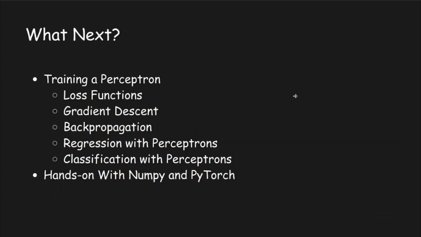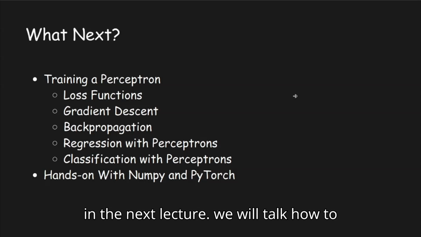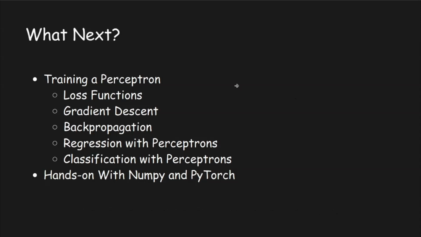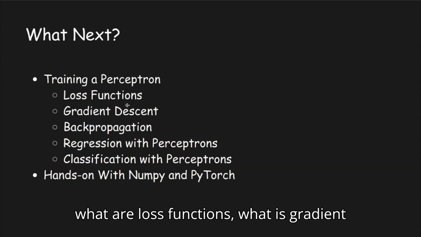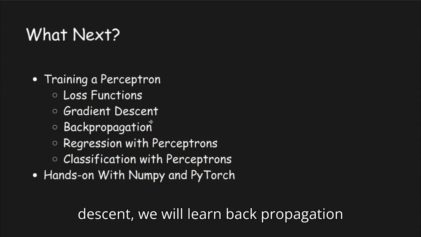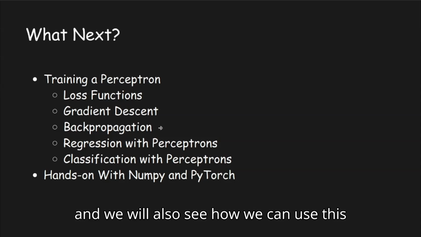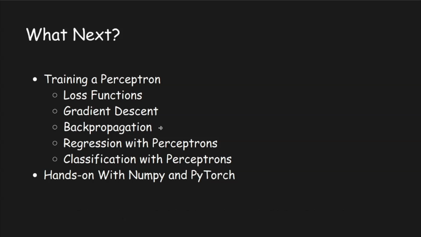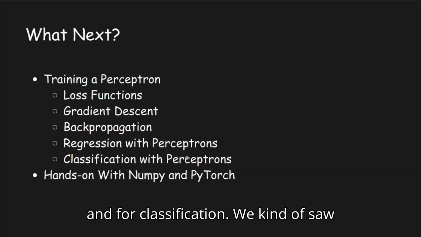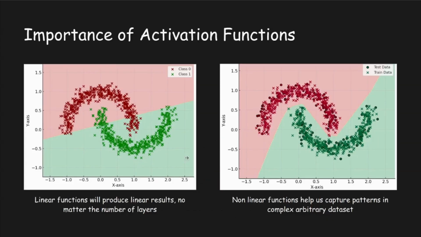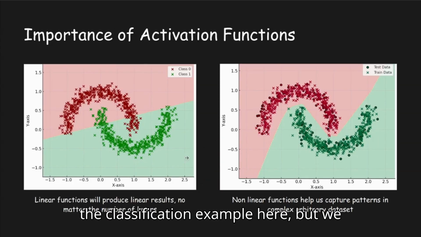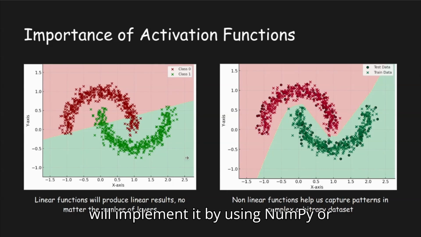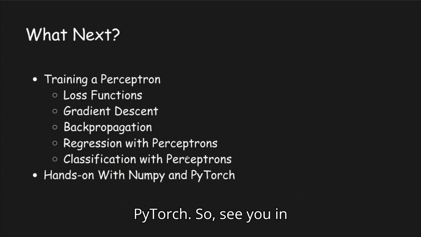Now, in the next lecture, we will talk about how to train a perceptron, what loss functions are, and what gradient descent is. We'll learn backpropagation, and we'll also see how we can use this perceptron for regression and for classification. We saw the classification example here, but we will implement it using NumPy or PyTorch. Okay, so see you in the next lecture.